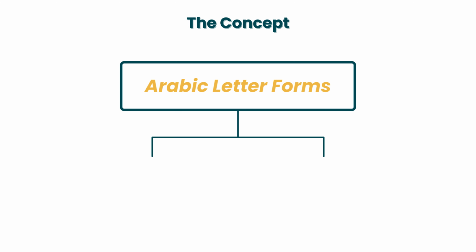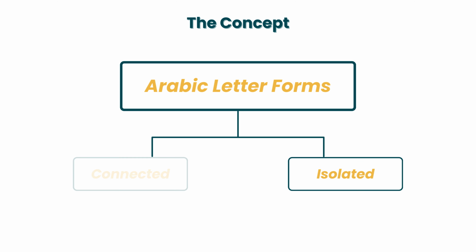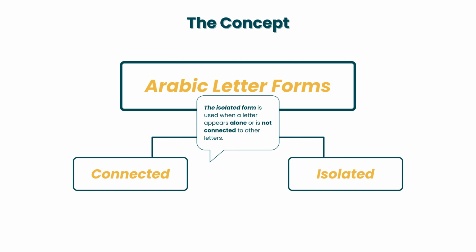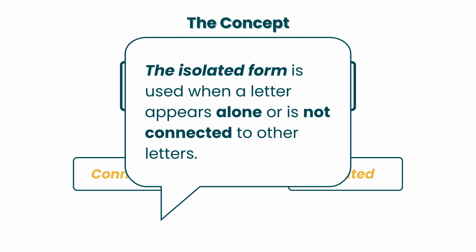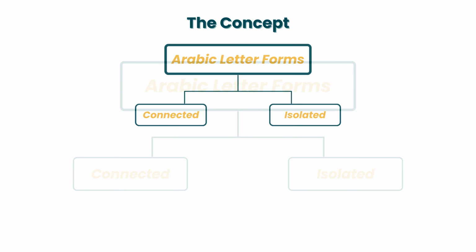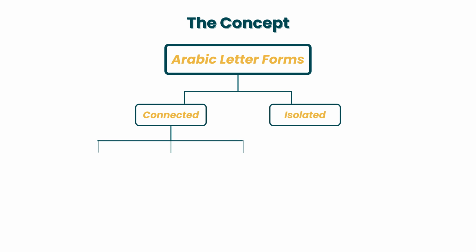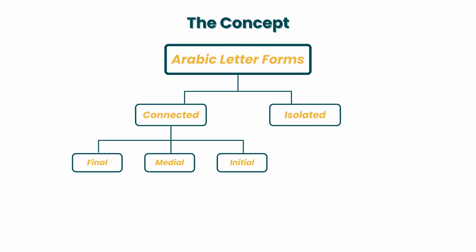Now we shall learn about the Arabic alphabet forms. The letters of the Arabic language can either be in isolated form or they can be connected. The isolated form is used when the letter is alone or when the letter is not connected to any other letters in a word. But when they are connected, they can either be in the initial form, in the medial form, or in the final form.